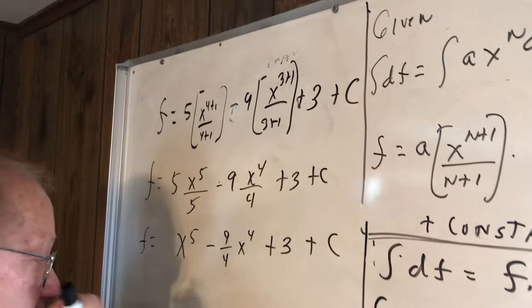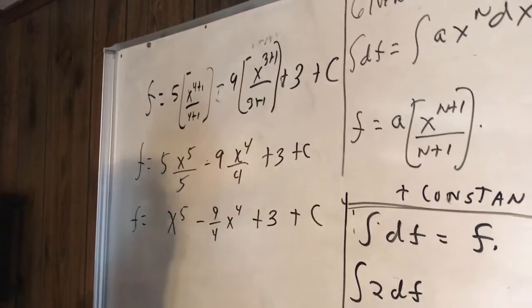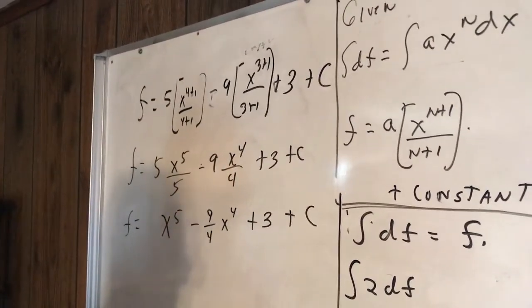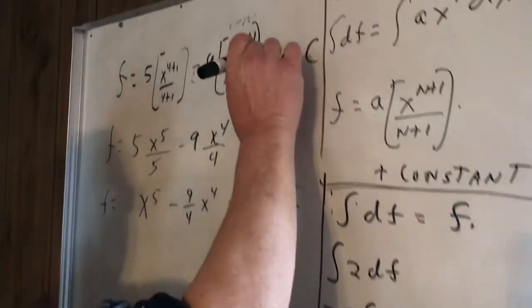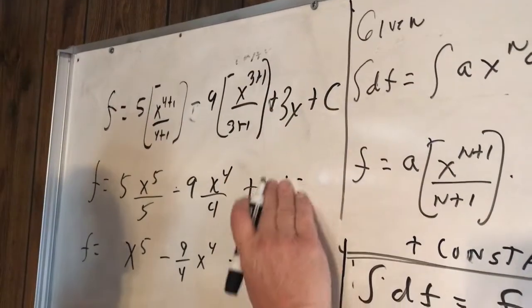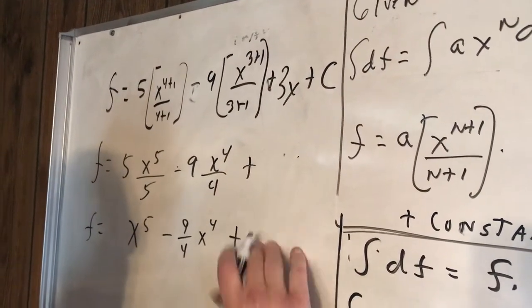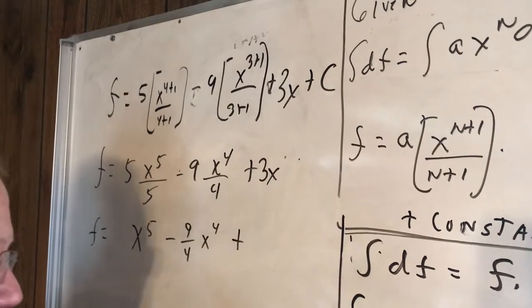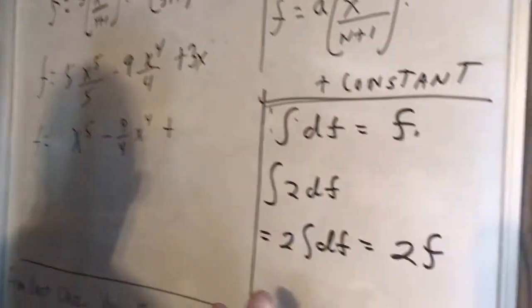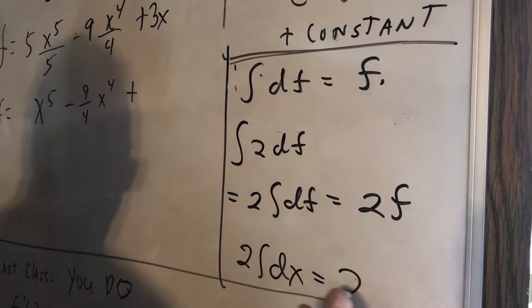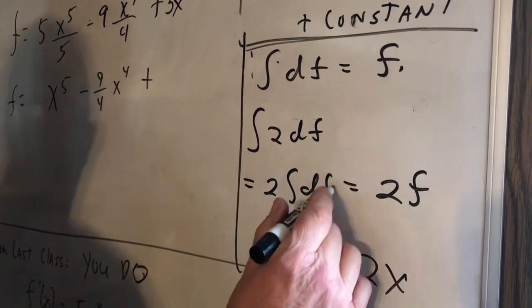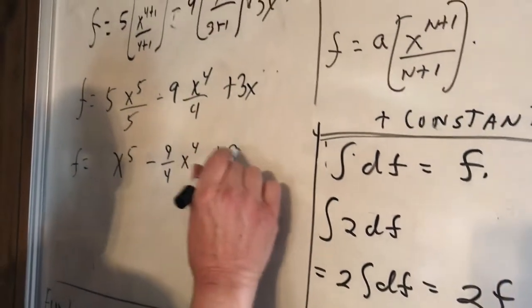Question, Dr. Mirabile. Isn't it 3x? Yeah, it's 3x. What did I do? I just put 3 plus c. Oh, yeah, it was supposed to be 2f. Sorry, thank you very much. I don't know how I just got the 3 in there. If this was 2 integral dx, that would be 2x. So 3x, thank you.